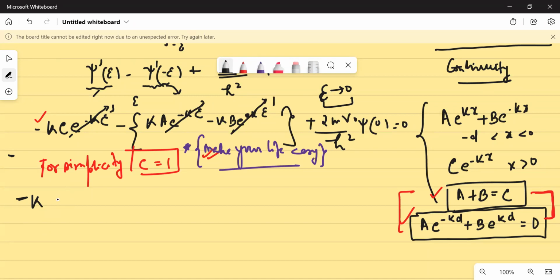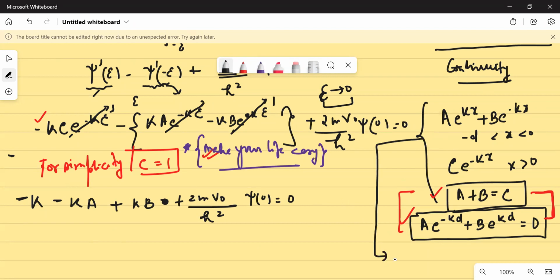So this will become k minus k, then you have minus ka, and then you have plus, I think, kb, and then you have this entire term, that is plus 2m V naught upon h-bar squared psi of 0 equal to 0. And let us just try to write psi of 0 also. So what you can do, if I have taken c equal to 1, so your right hand side wave function, that is for all x greater than 0, your psi of x can be written as, I think, e to the power minus kx.